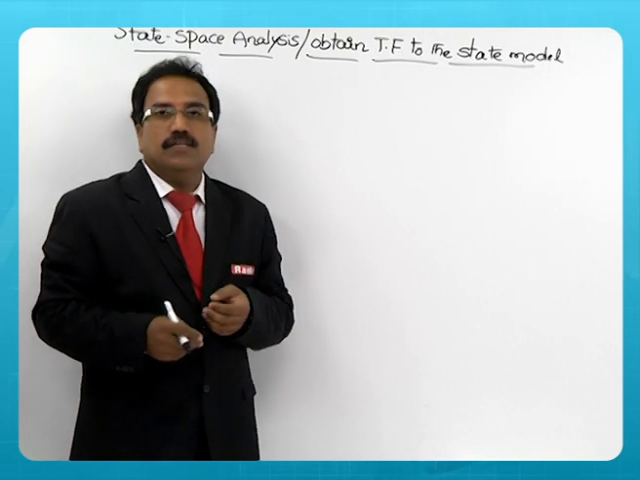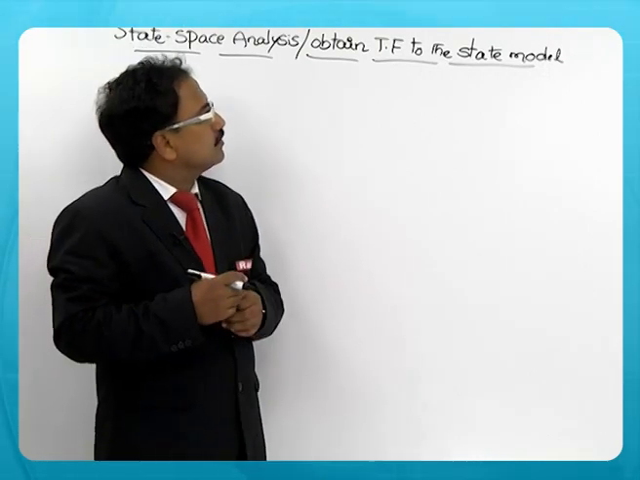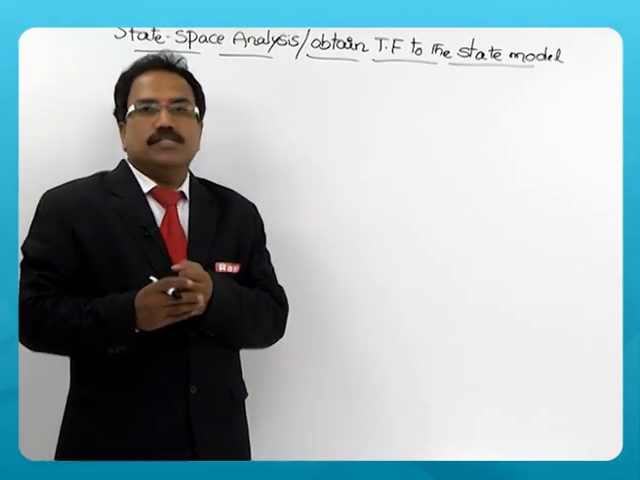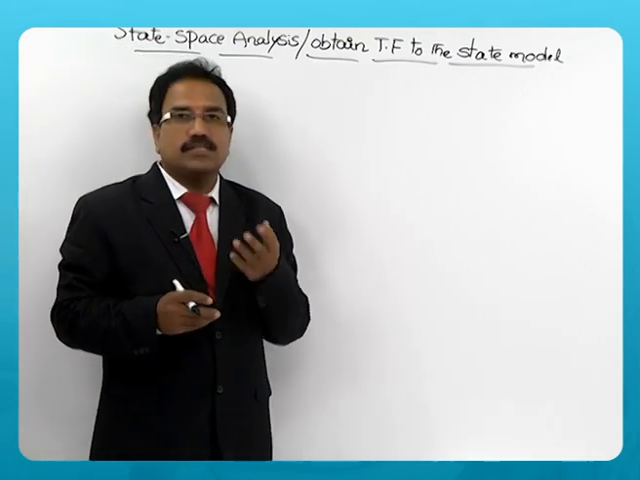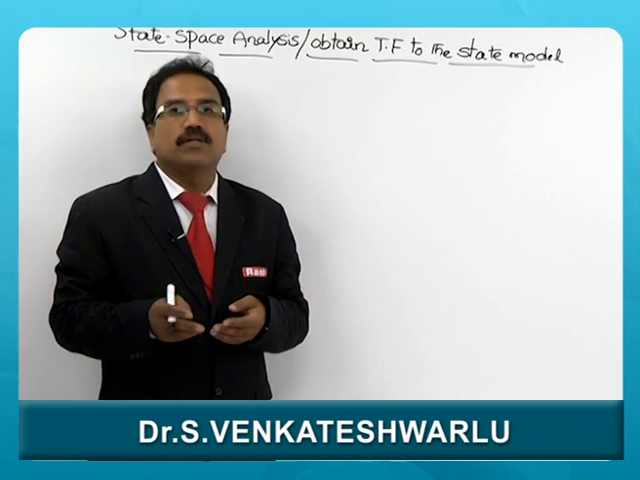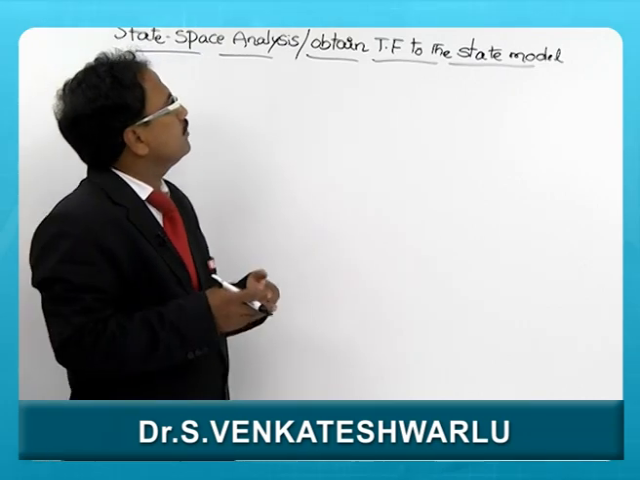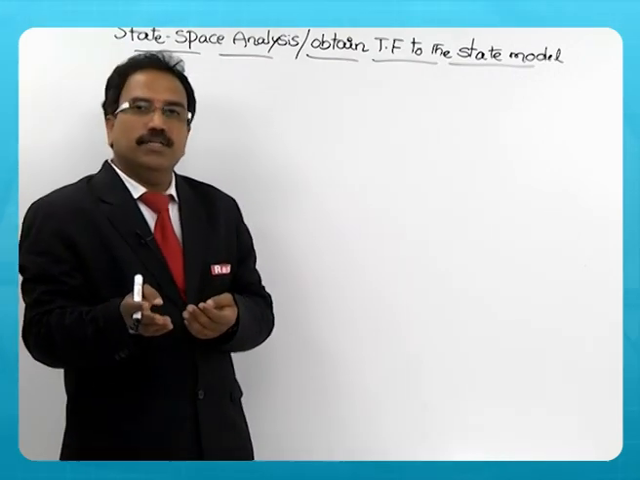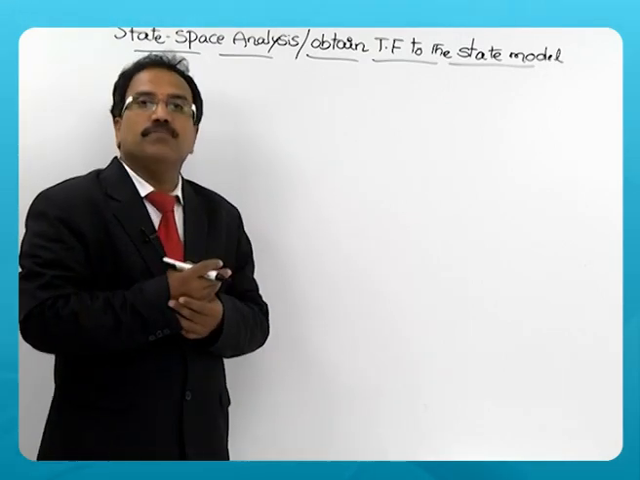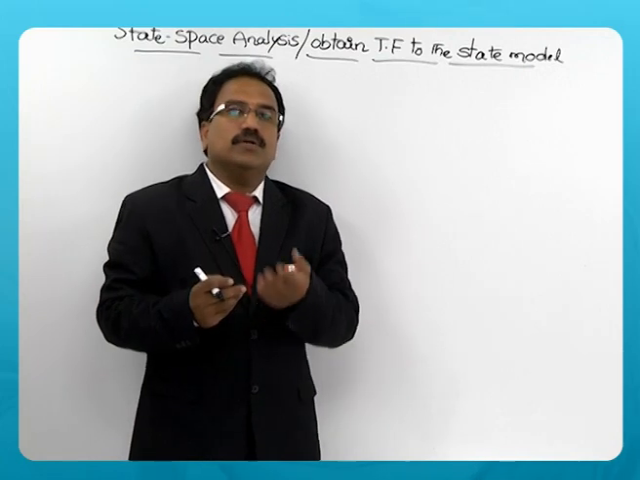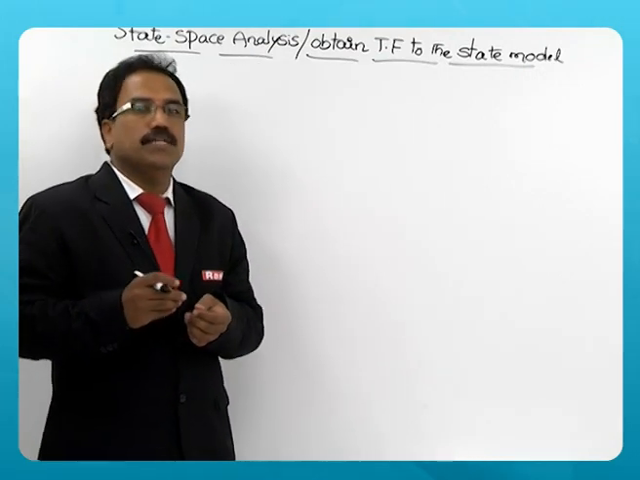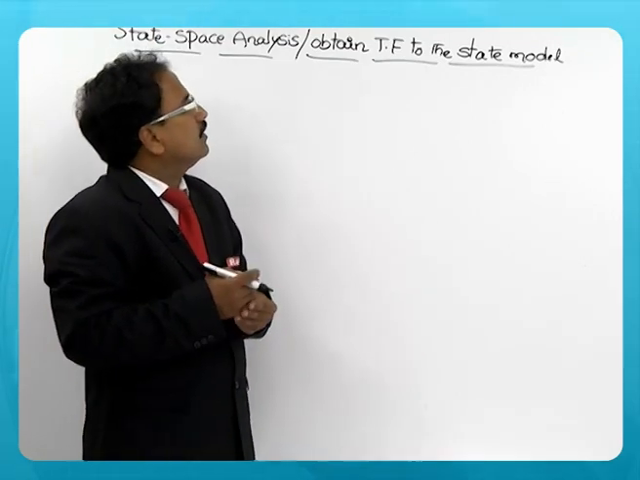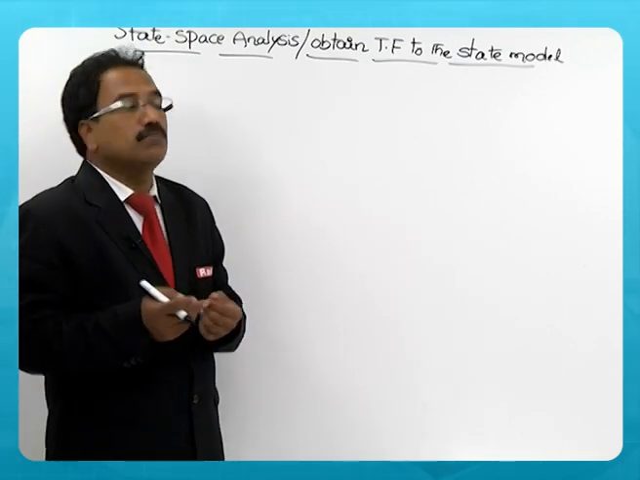Now let us see how to obtain the transfer function when the state model is given. Any linear time invariant system can be described by its transfer function or as a state model. That's why there is a relation that exists between transfer function and state model. So when the transfer function is given, a state model can be obtained, and when the state model is given, the transfer function can be obtained. If you want to analyze the stability of the system in the form of a state model, then let us convert.